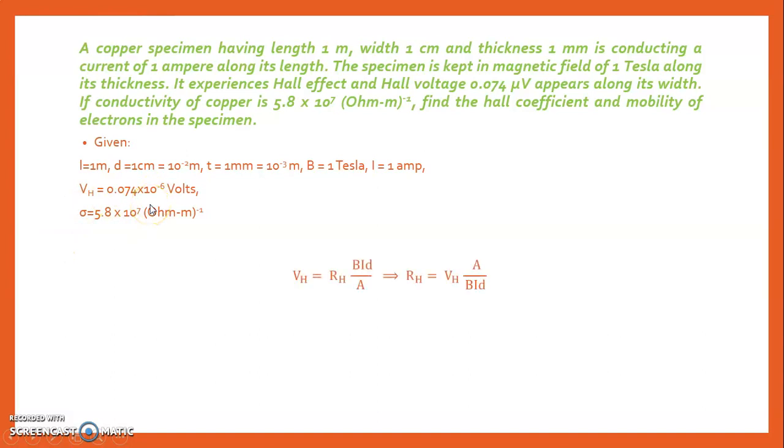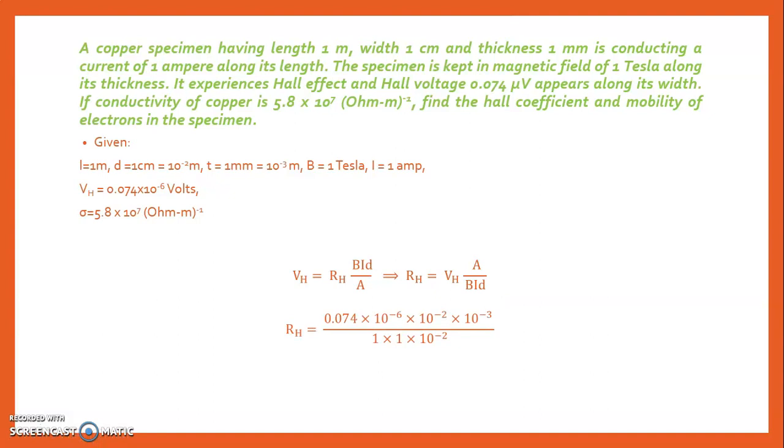First we calculate the Hall voltage Vh, which is RH into BID upon A. But in this numerical, Vh is given and the Hall coefficient is not given, it is to be calculated. So we can modify this formula in terms of the Hall coefficient. It gives RH is equal to Vh into A upon BID, where A is the cross section area, B is the magnetic field, I is the current, and D is the width.